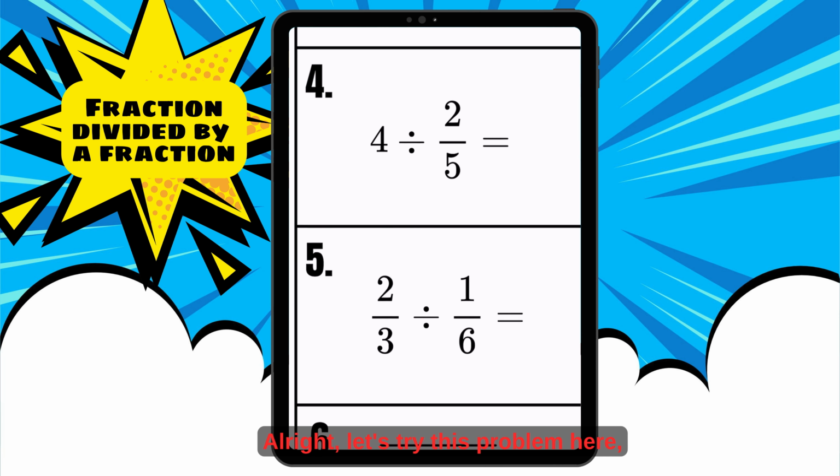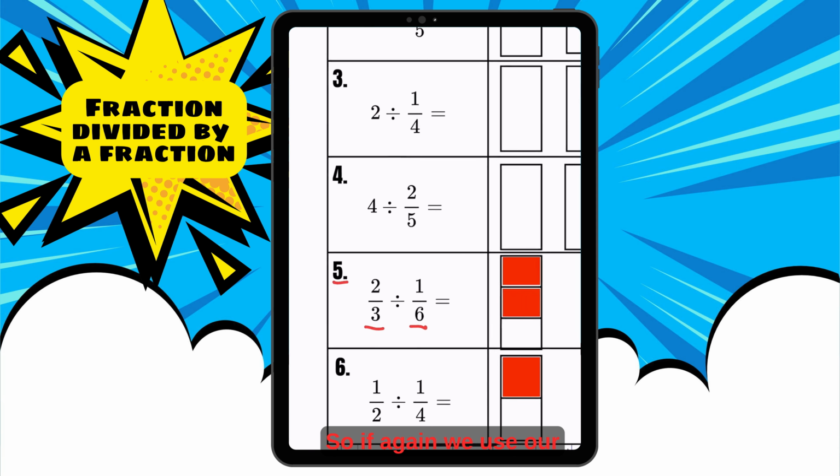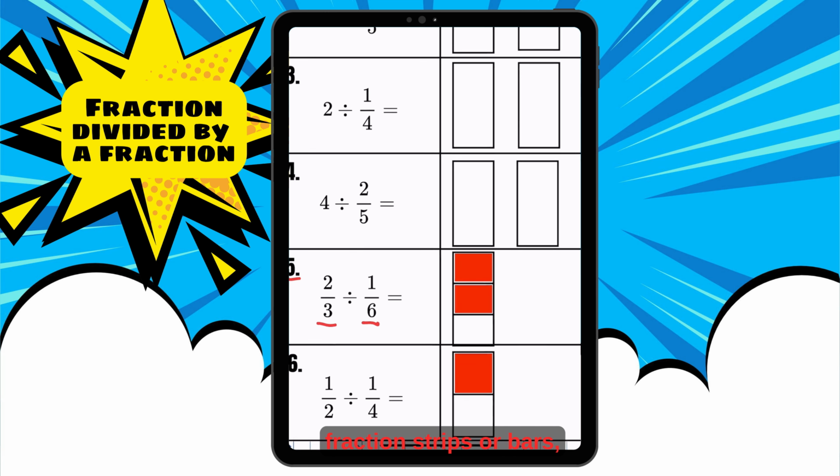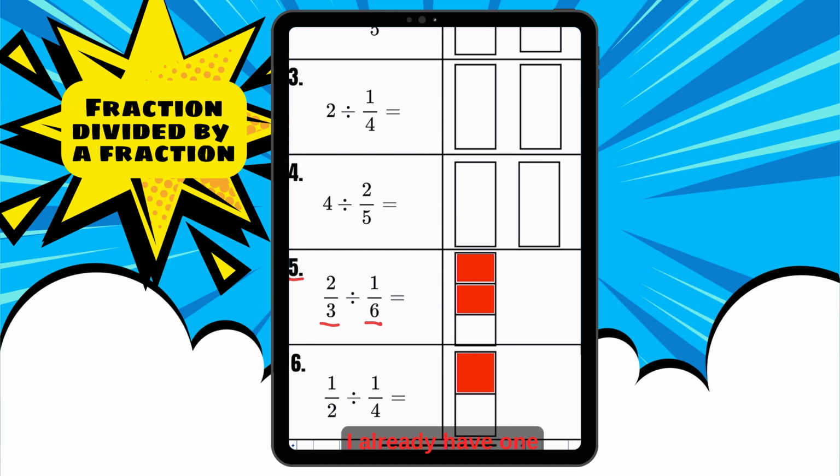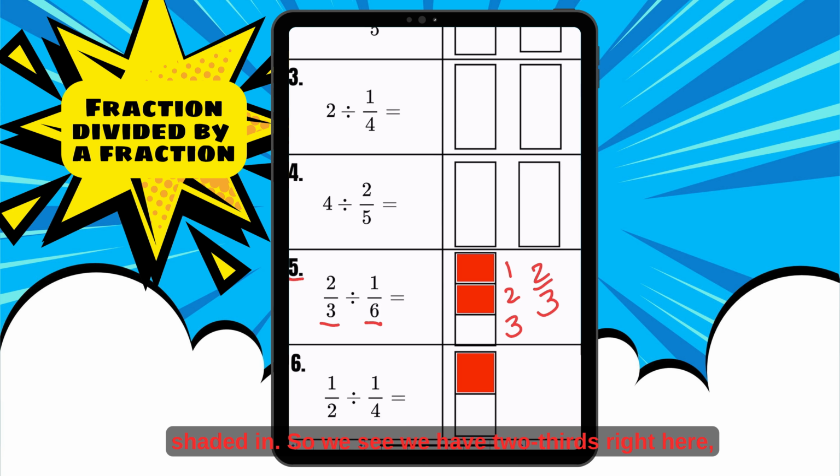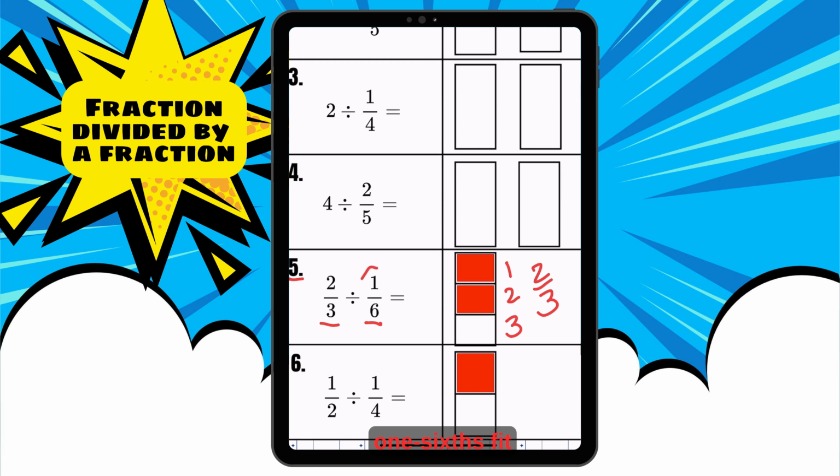Let's try this problem here. Number 5, 2/3 divided by 1/6. So now we are doing a fraction divided by a fraction. If again we use our fraction strips or bars, I already have one bar drawn representing 2/3, right? We know this is 3 pieces, and 2 out of the 3 are shaded in. So we have 2/3 right here, and I'm asking how many 1/6 fit into 2/3.